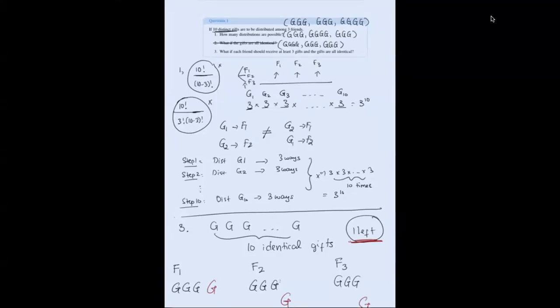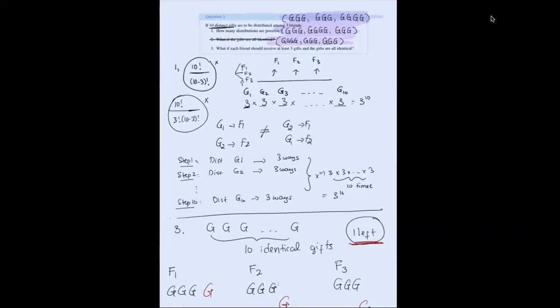If you're dealing with larger numbers, there is a way to do this more systematically, but we haven't got to that point yet. So we are only dealing with small numbers like 10 now. Yes, the answer for part 3 is 3. These are the 3 ways to distribute 10 identical gifts that satisfy the condition. Is there any other question regarding question 1?